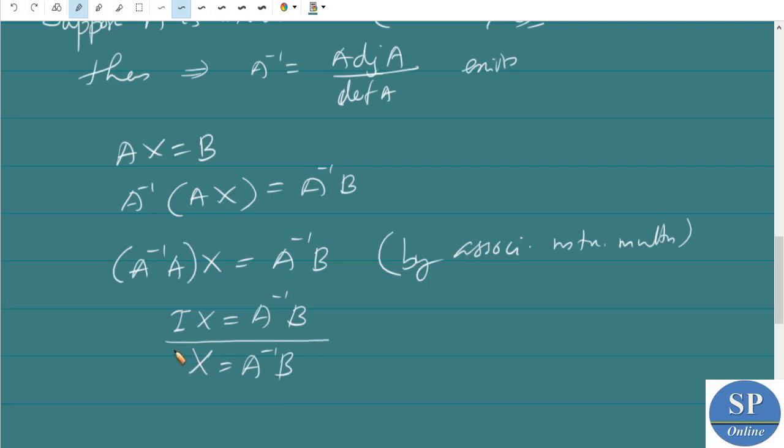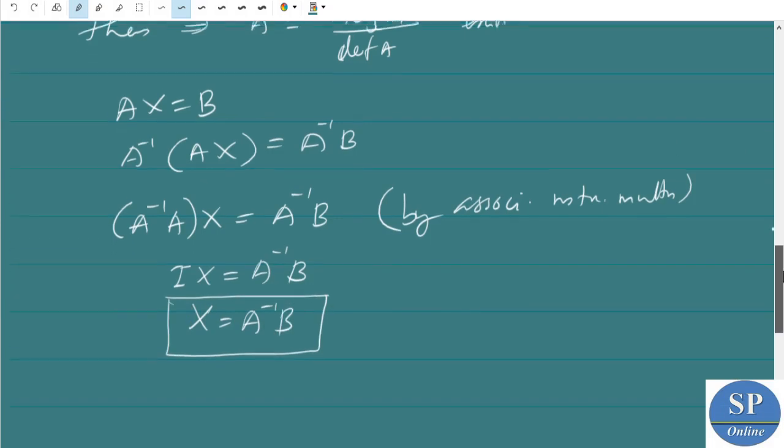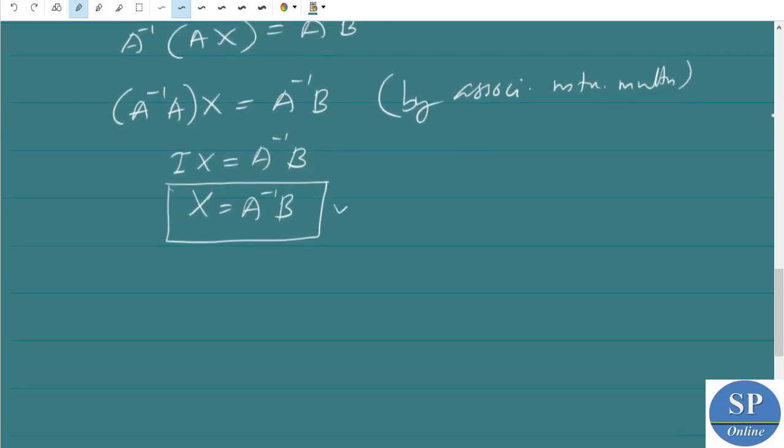So this will be the solution. The matrix x equal to A inverse b will be the solution of our matrix equation Ax equal to b, or the system Ax equal to b. So to get the solution, A inverse should be found out. This is the solution of the system of equations. We can do a problem.